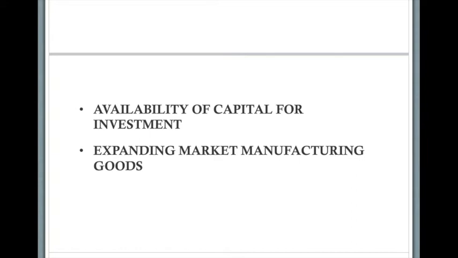All right, we'll talk about the availability of capital for investment and the expanding market for manufacturing goods. I'm just going to touch on these briefly. The reason we have industrial growth is because we have more capital to invest in it. And also the reason for industrial growth is that we have an expanding market of manufacturing goods. So we've created markets. I just described how each type of invention created a market for the other one. So we have this expanding market for manufacturing goods.